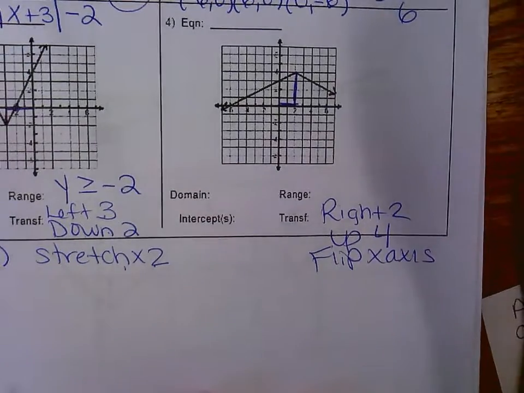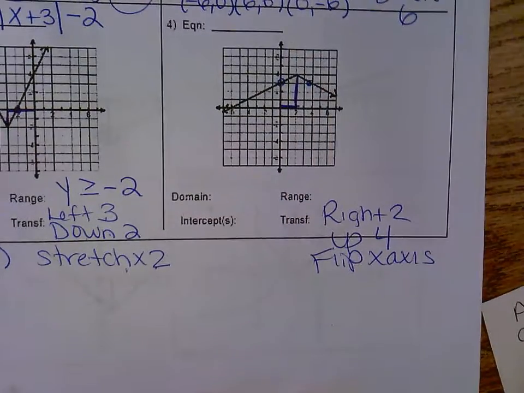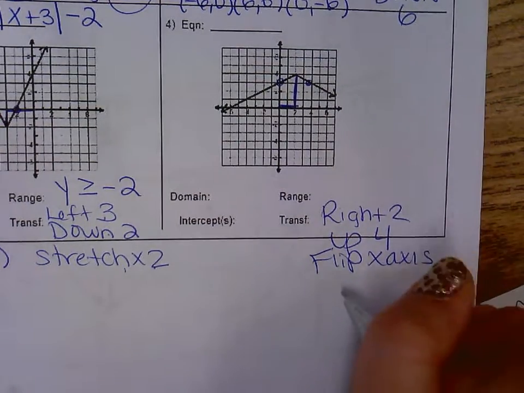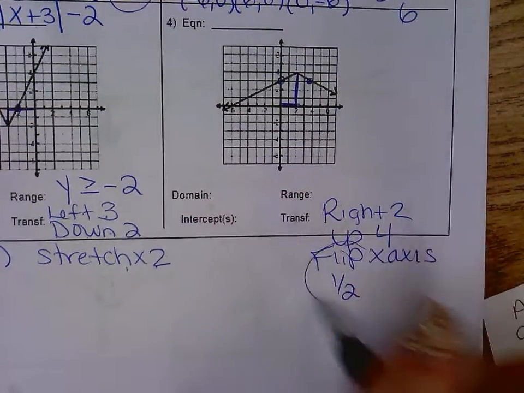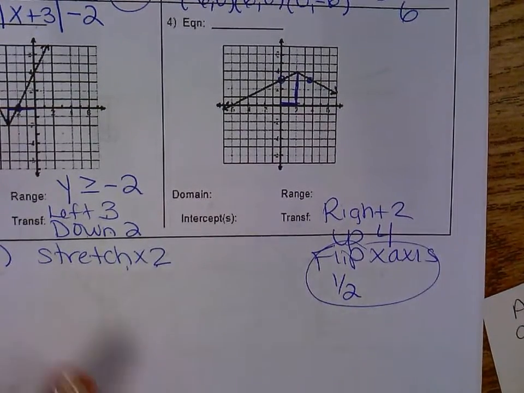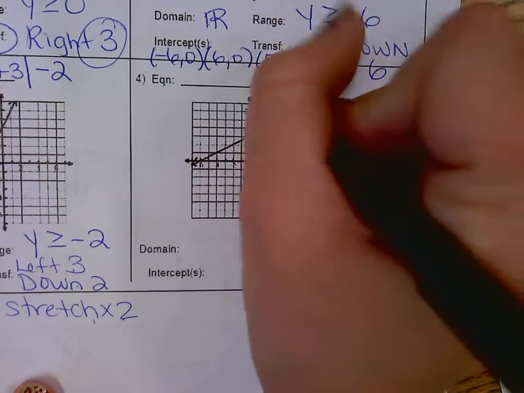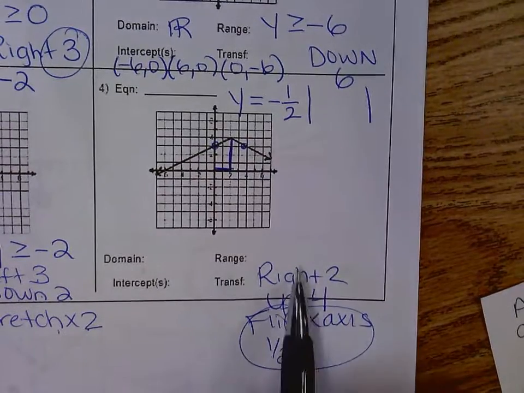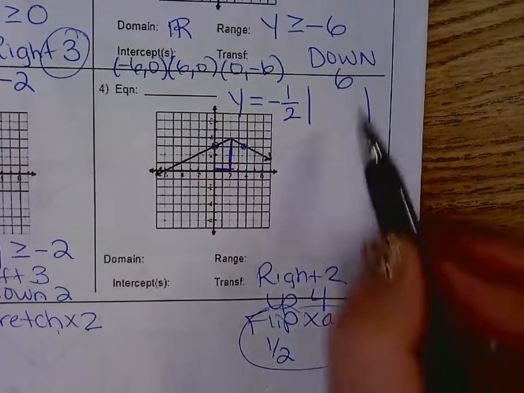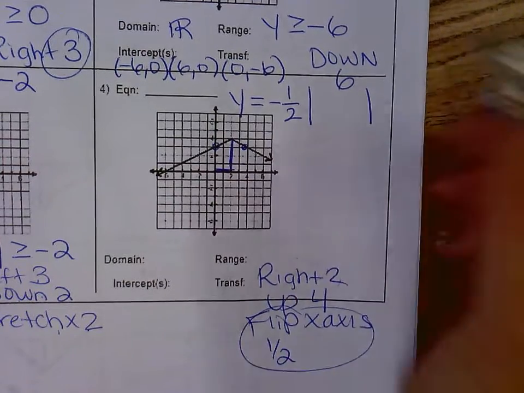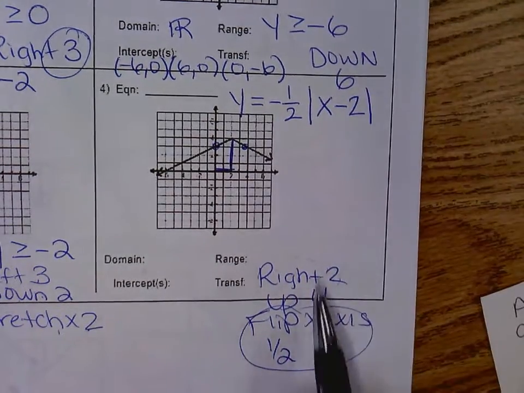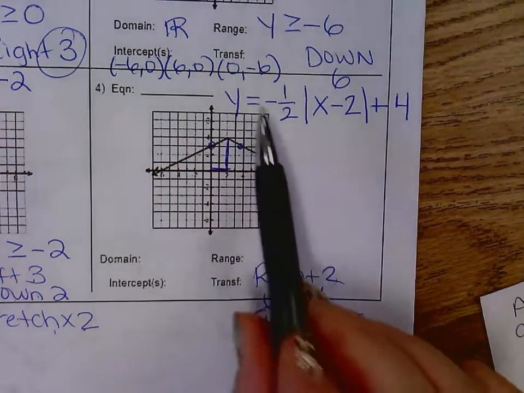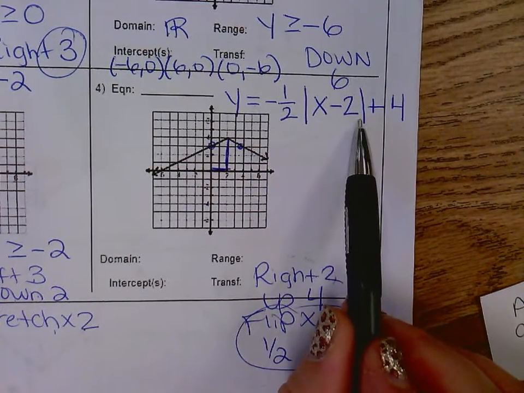What's the slope of this one? It's not 1. It's 1/2. So it's half as steep and a flip. I could just put -1/2 in front of the function, right? That would do both jobs. So y equals -1/2 absolute value. Let's see, I need to go right by 2. What do I put inside the absolute value to go right? X minus 2. What do I do to go up 4? Plus 4. So y equals -1/2 absolute value of x minus 2, plus 4.